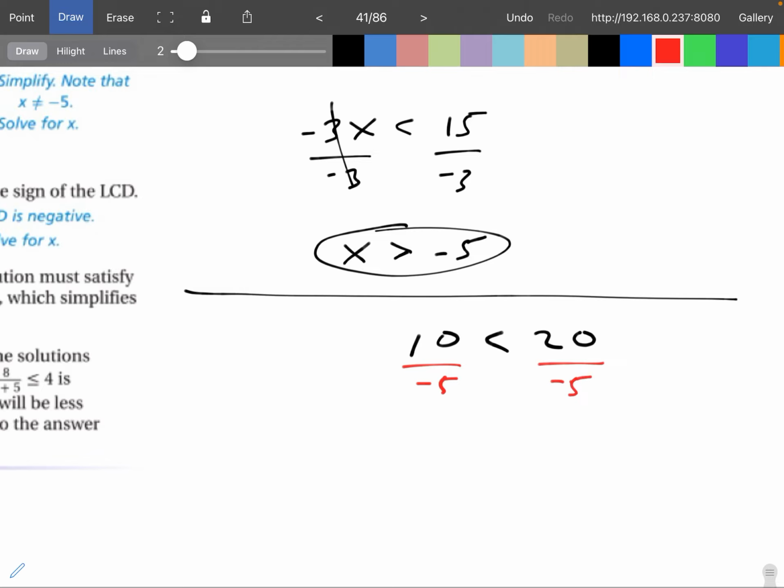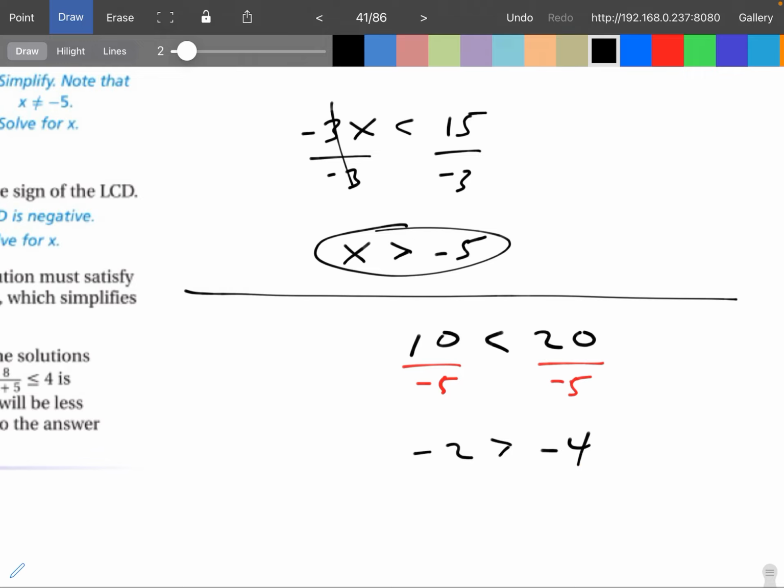Well, let's say I divide both sides of that by negative 5. Now on the left-hand side, I've got negative 2, and on the right-hand side, I've got negative 4. Which one's greater, negative 2 or negative 4? Yeah, the number that's farther to the right on the number line is the greater number. So actually, this ends up going this way, right? You end up flipping it because negative 2 is greater than negative 4. Does that make sense? That's why you flip it.